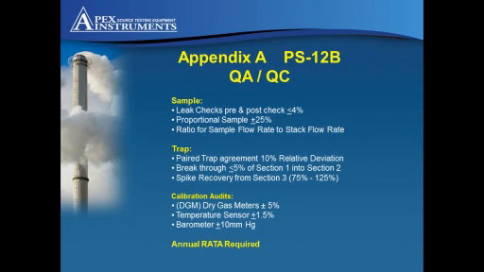A summary of the PS12B standard QA/QC requirements. Sampling: we must perform those leak checks. The sampling must be proportional to the stack gas flow. Analysis: we must see the trap IDs, relative deviation, breakthrough, and spike recovery. Additionally, a quarterly audit and an annual RATA test are required.